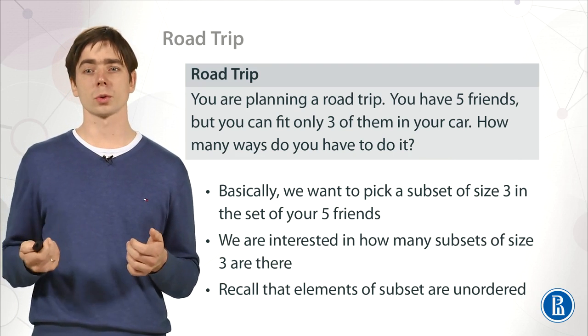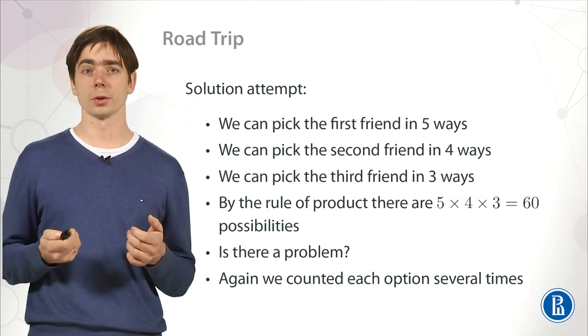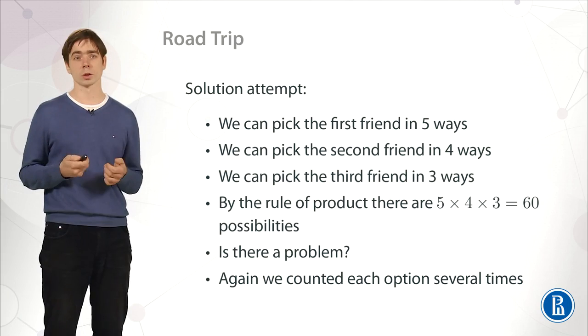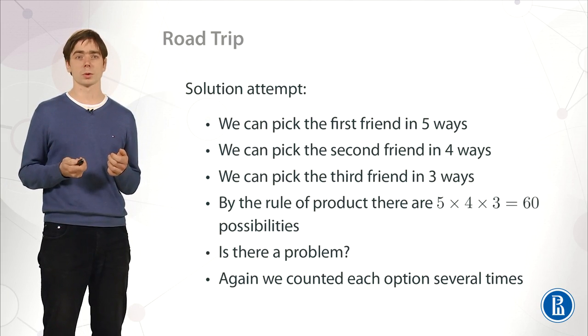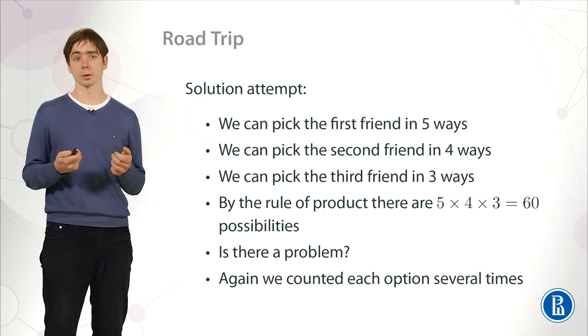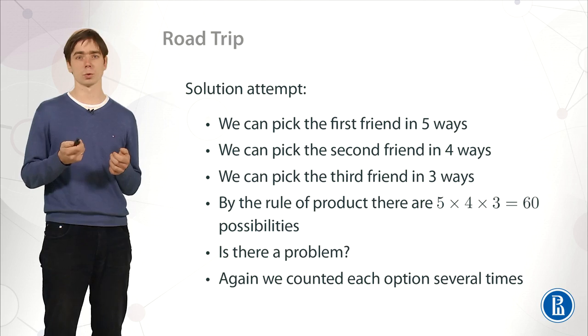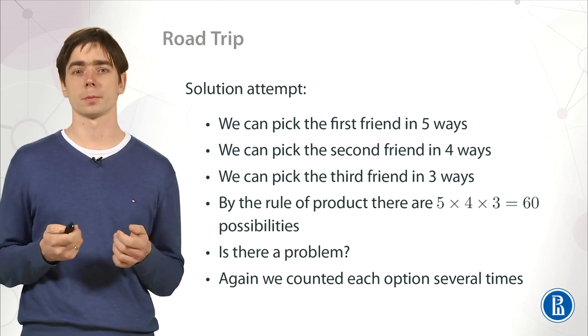Recall that elements of subsets are unordered. So we have to do something here. Let's start with some solution attempt. Okay, we can pick the first friend in 5 possible ways. Good. Now we can pick the second friend in 4 possible ways, because one of the friends is already picked. The third friend can be picked in 3 possible ways, so by the rule of product, there are 5 times 4 times 3, 60 possibilities. Is this correct, or is there any problem here?